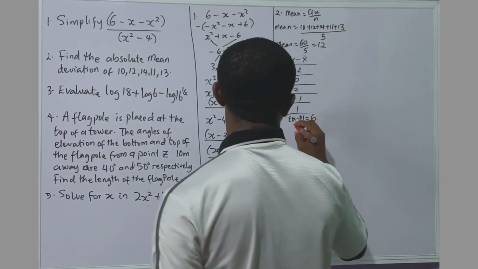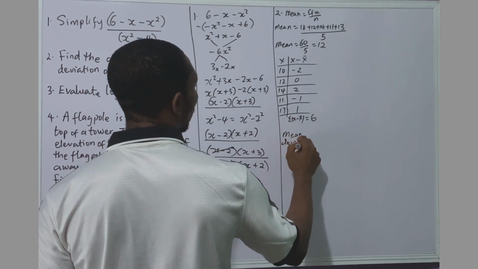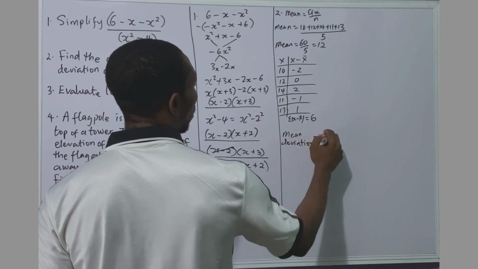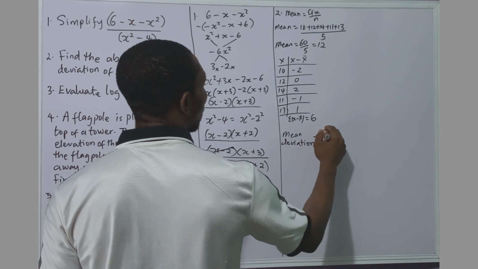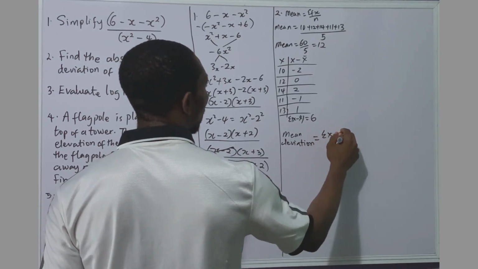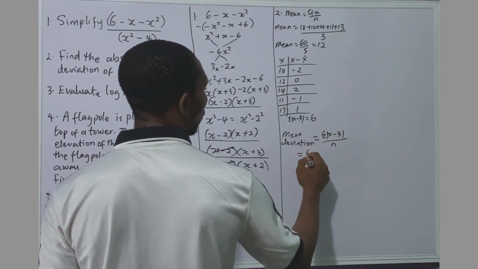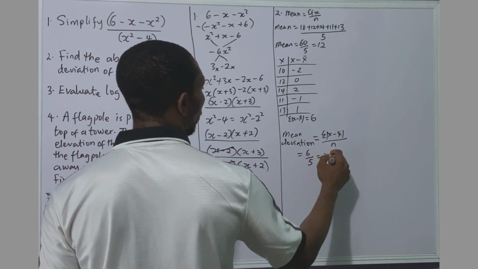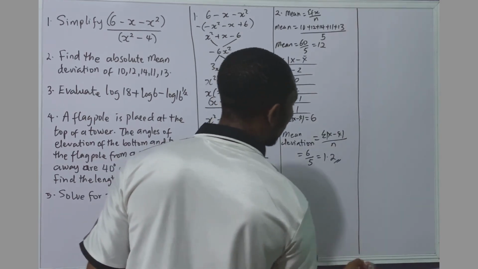So our mean deviation will be the sum of the absolute values of x minus x bar, all over n, which is 6 over 5, which is 1.2. That forms our mean deviation.